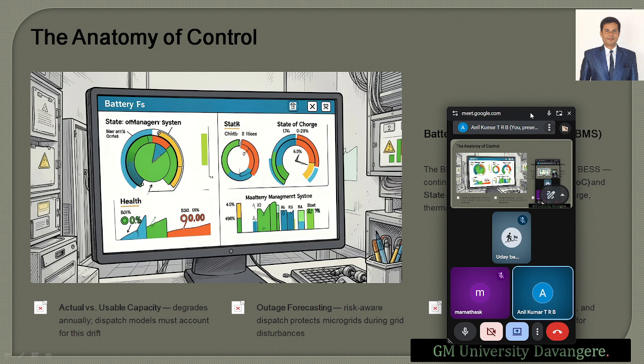So for battery energy storage we have to apply the different strategies to control the battery's health conditions, monitoring of the batteries also, right? We have to check the state of charge, state of health.